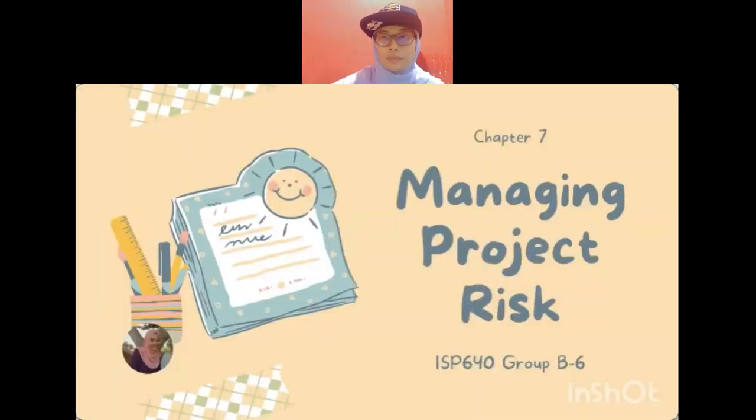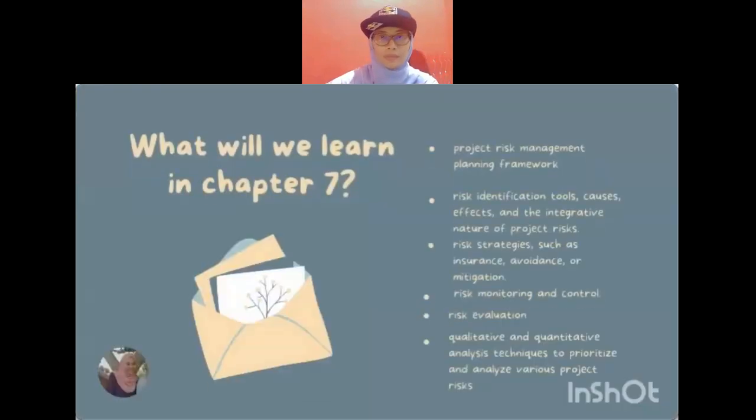Assalamualaikum warahmatullahi wabarakatuh. Today's topic is managing project risk. What will we learn in chapter 7? First of all, throughout this chapter, we should be able to learn 6 things. First of all, we should be able to learn about the project risk management planning framework. Next, we should be able to learn the risk identification tools, causes, effects, and the integrative nature of project risk.